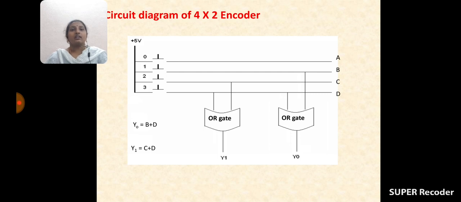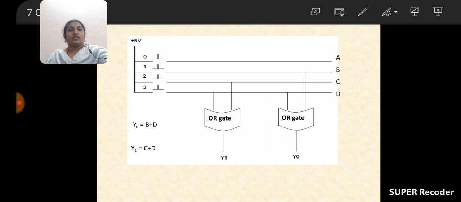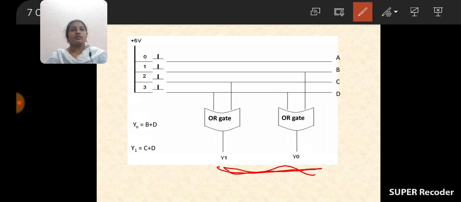Here we are taking the help of OR gates. How many OR gates are there in our circuit? Two OR gates are there. The first one produces the output Y0 and the second one produces the output Y1. See here, the inputs are A, B, C, D.